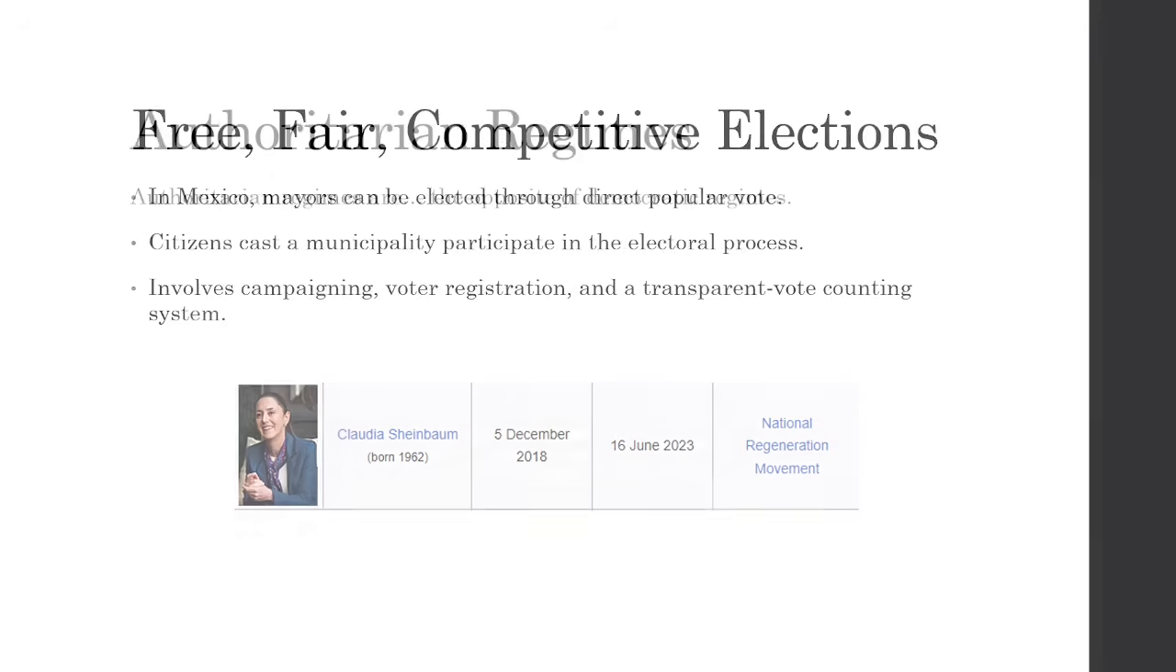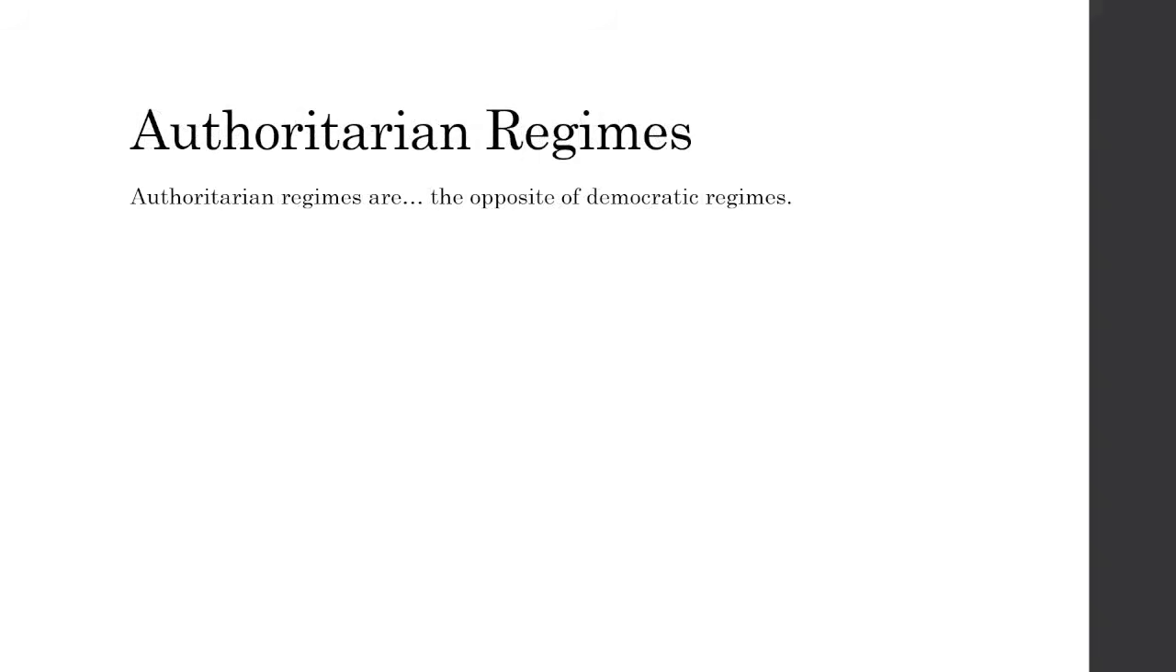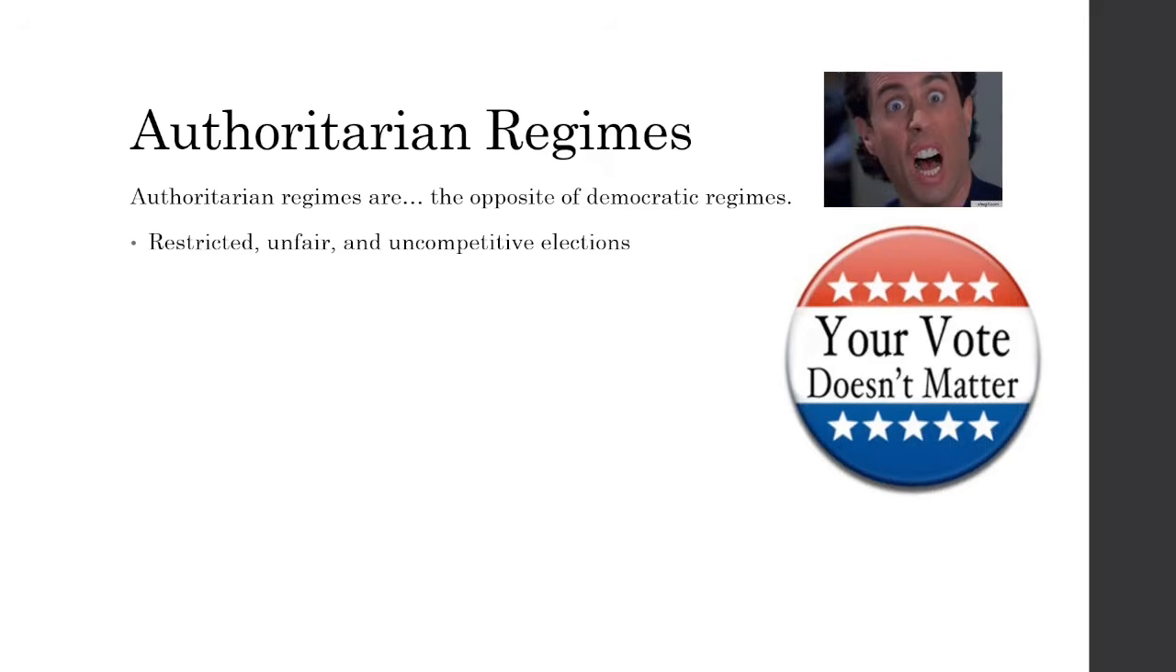So we just covered democratic regimes. They seem pretty cool. We love them. And then we have authoritarian regimes. We don't love them. They're the opposite of democratic regimes. They're not cool. So we have restricted, unfair, and uncompetitive elections.